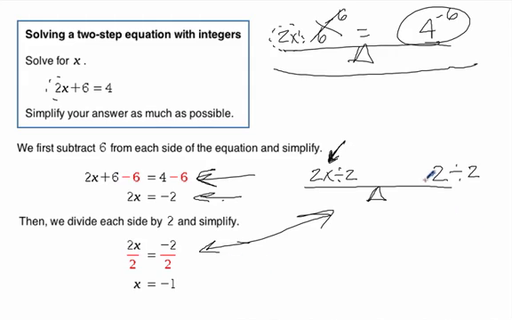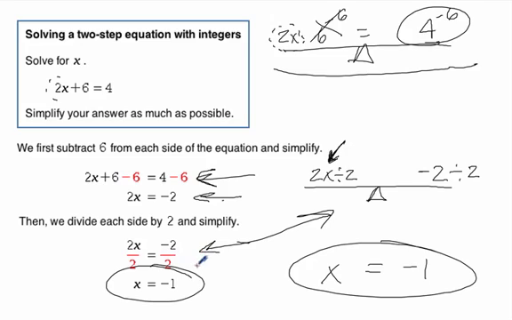And then I made a mistake here. It's a negative 2 divided by 2. And that gives us x equals negative 1. So our new balance is x equals negative 1. And we're done. That's our answer.